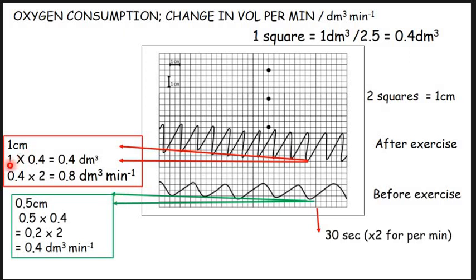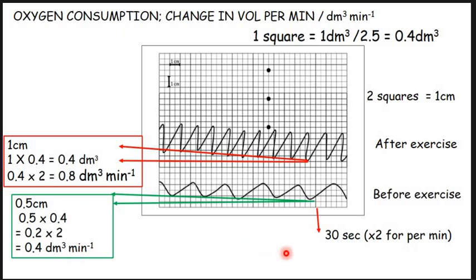So here we've measured that as 2 squares, so that's 1 centimetre. So 1 times 0.4 gives us 0.4 decimetre cubed. That's only in 30 seconds though, so we have to multiply it by 2 to give us 0.8 decimetre cubed per minute. Remember, we times it by 2. And then here, it's 0.5 centimetre, 0.5 times 0.4 gives 0.2, and you've got to multiply it by 2 to get it per minute, so it's 0.4 decimetres cubed per minute. Does that make sense? Hopefully it does. We'll find out in a minute.